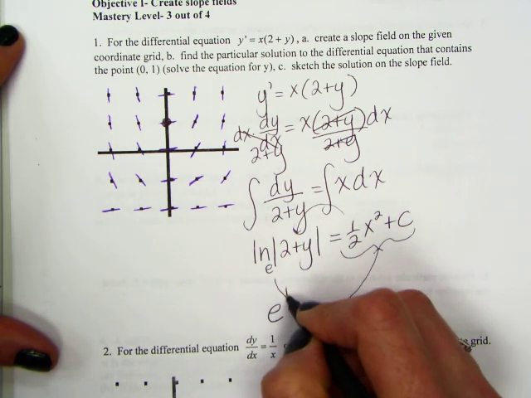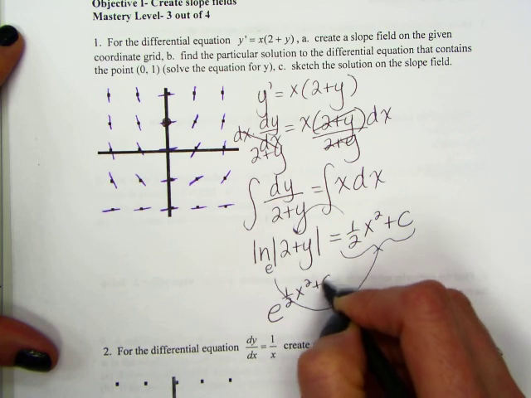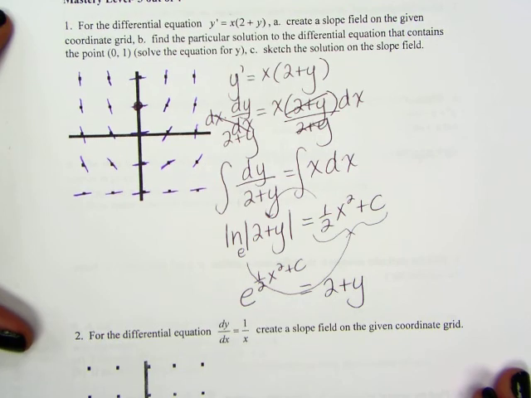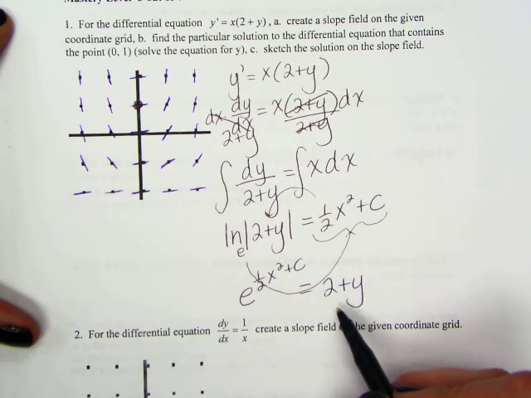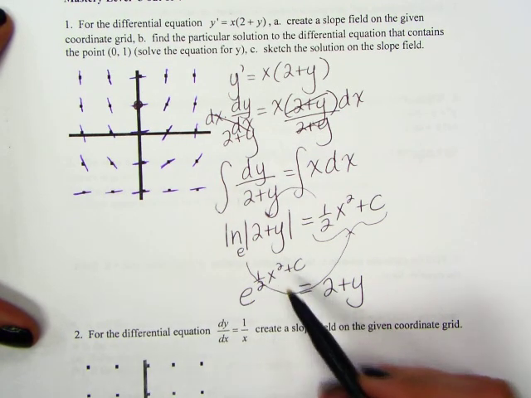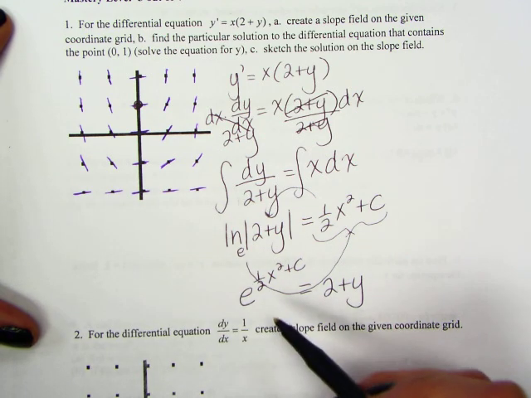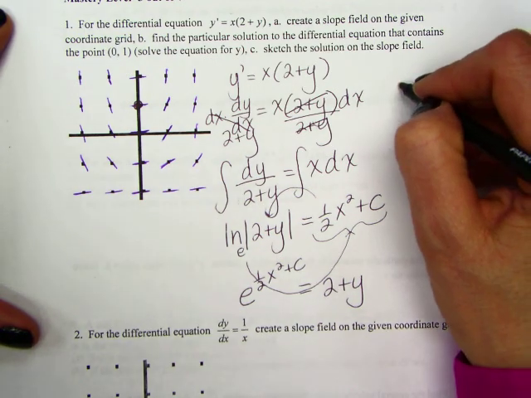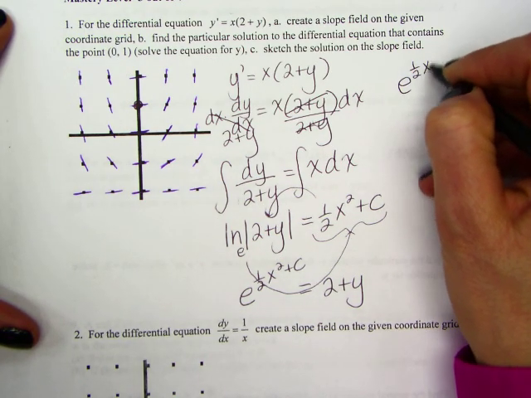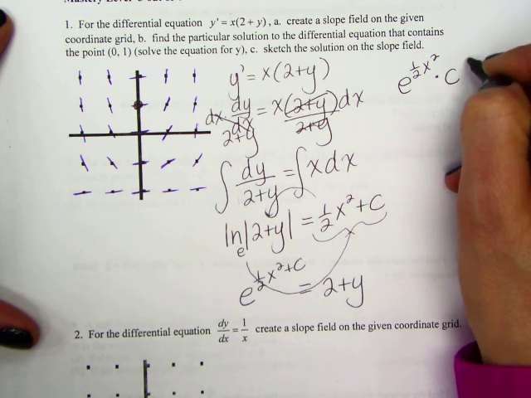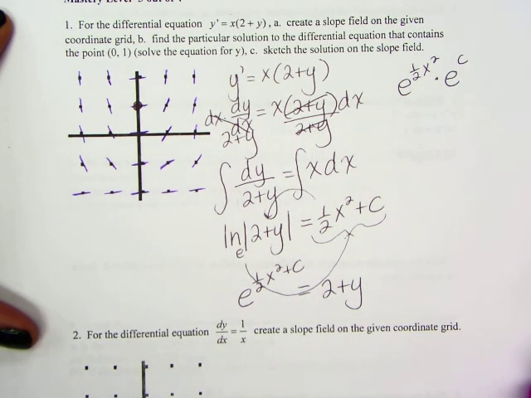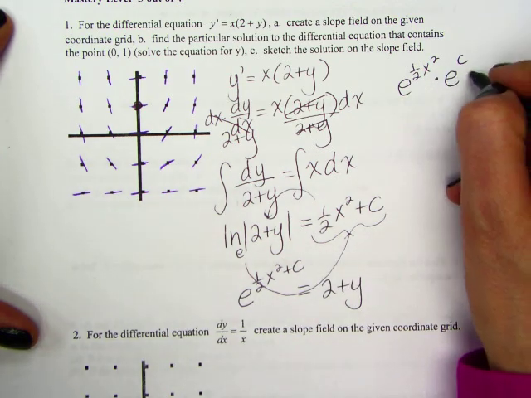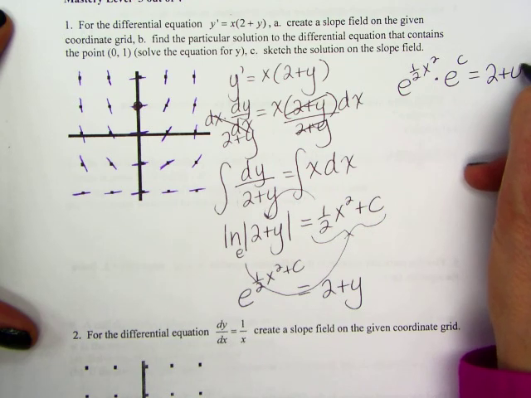So e to the 1/2 x squared plus c equals 2 plus y. The absolute values can be removed from the 2 plus y now because when you raise e to a power, it can't be negative. All right. This is where that kind of magic happens, where we split this into 2 powers of e. So those would be e to the 1/2 x squared times e to the c. Again, when you have 2 powers with the same base, you add the exponents, and that equals 2 plus y.